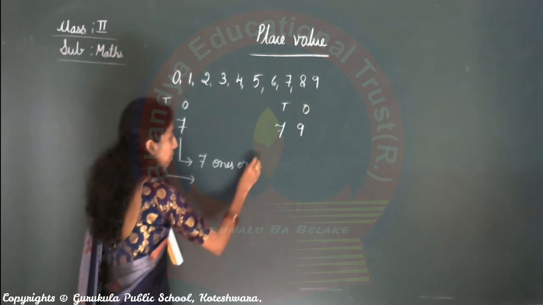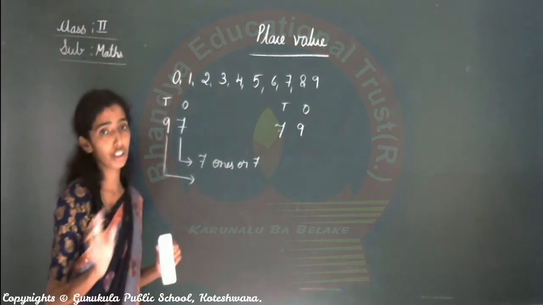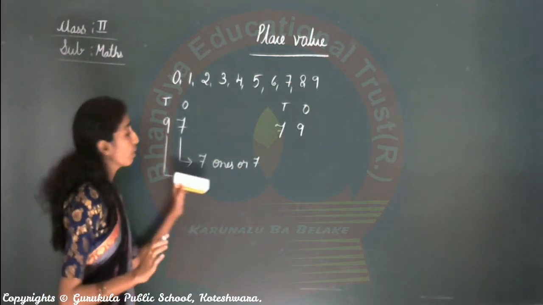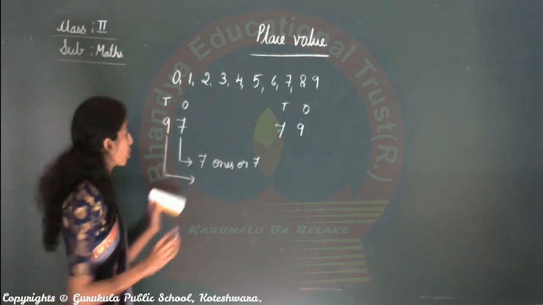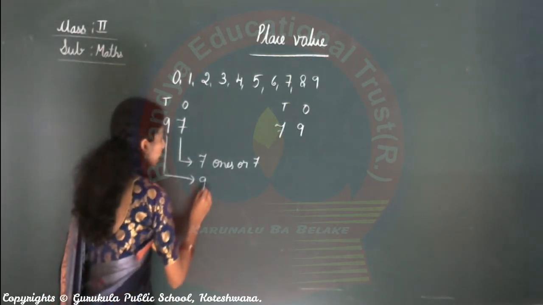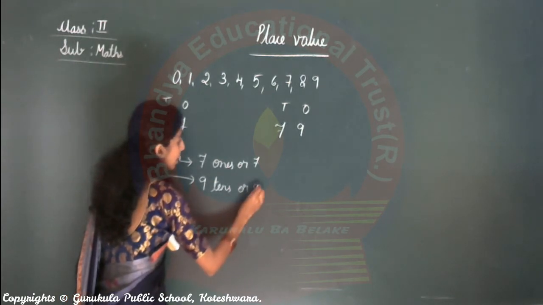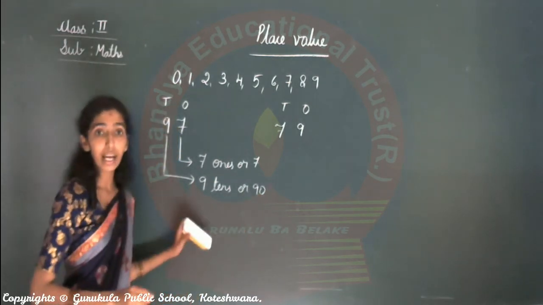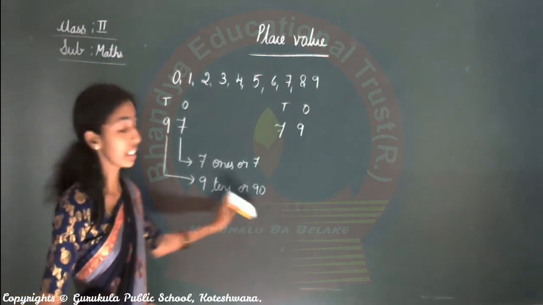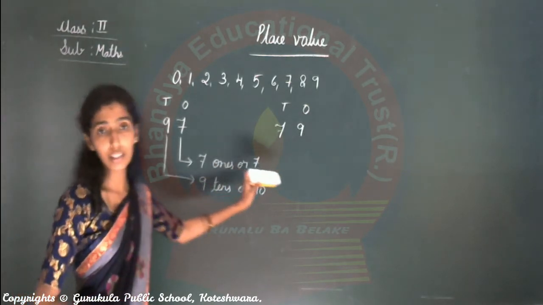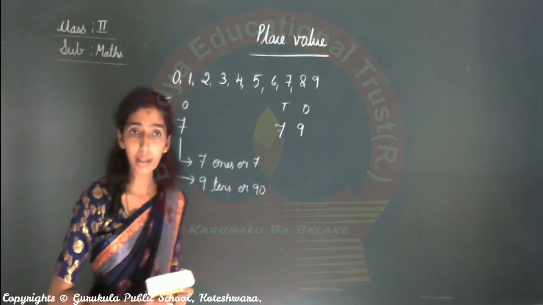7 ones. Once the place value is set, it will not change. What do you know? Tens. How to write this? 9 tens, which is 90. 9 tens means 90. 7 ones means 7. Understood, children?